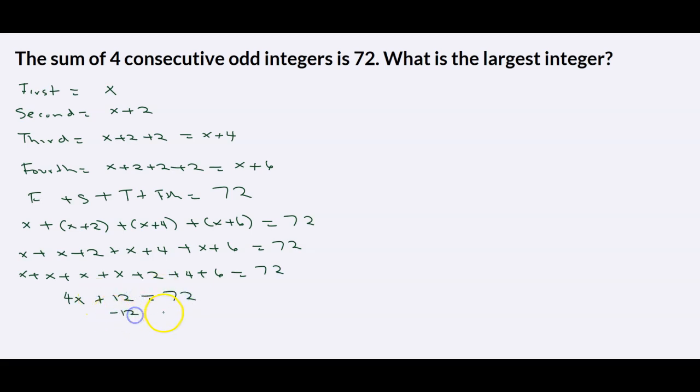Subtract 12 from both sides. We have 4x equal to 60. Divide both sides by 4. We have x equal to 15. Now the question is, what is the largest integer? So the largest integer is going to be x plus 6, which is going to be 15 plus 6, which gives you 21. You can see that it's an odd number, so that means we're most likely correct.